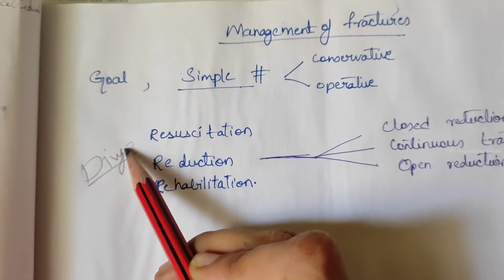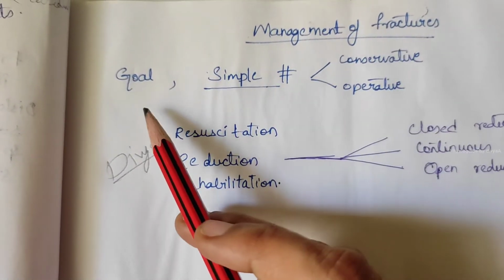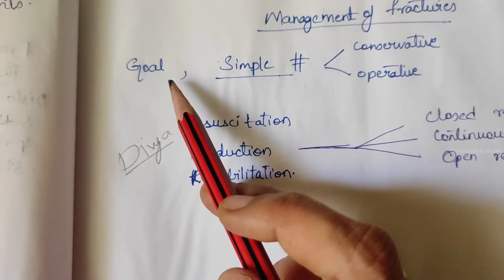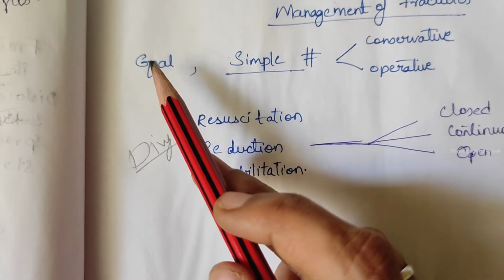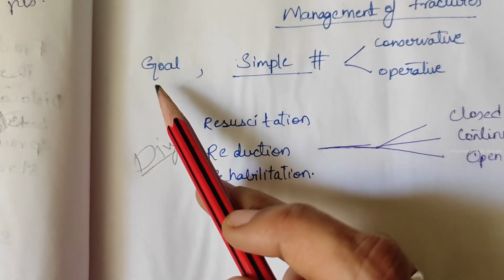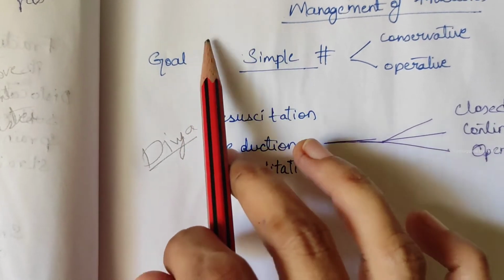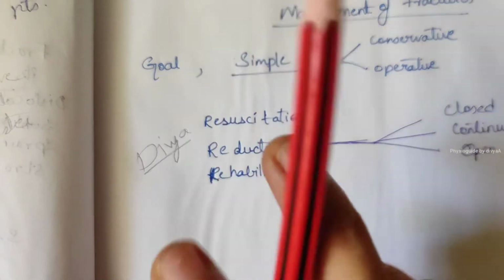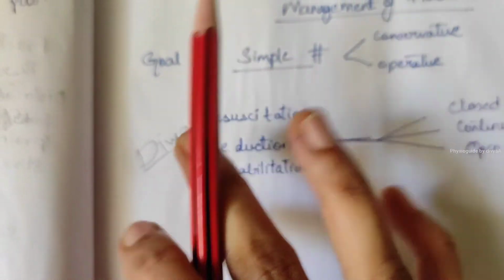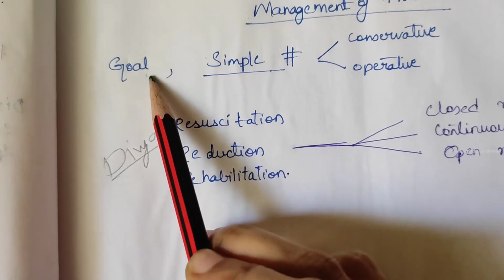Today I am going to teach about management of fracture, treatment of fracture. First of all, what is the goal? The goal of fracture management is to restore the anatomical position back to normal, in a proper position, proper form. What must the orthopedic surgeon do? He must ensure that there is no physical disability in that area for the patient.